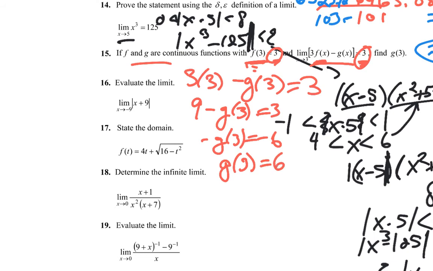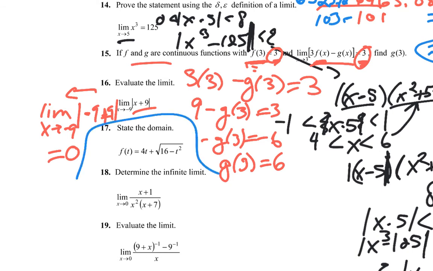Number 9, sorry, not 9, 16. Man, I'm making all kinds of crazy things. The limit as x goes to negative 9. Well, this is a continuous function, so I can plug it in. And then negative 9 plus 9, that's just 0, so my limit is 0.